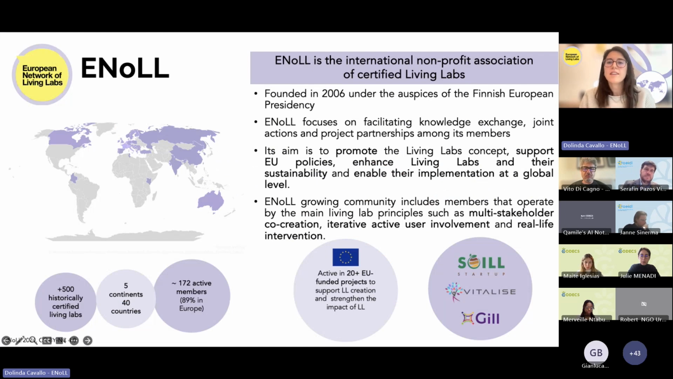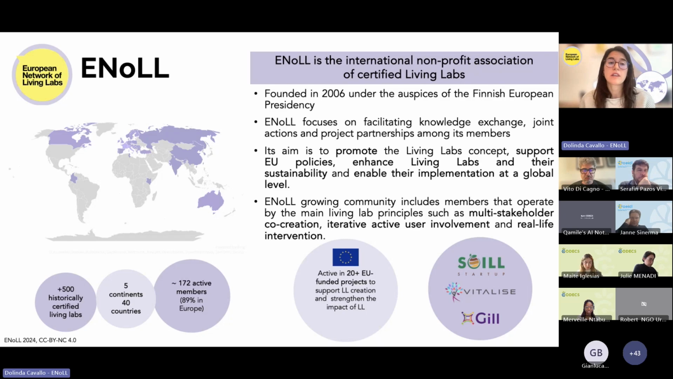So ENOL is an international non-profit association of certified living labs. It was founded in 2006 under the Finnish European presidency. And our aim is to promote the living lab concept, to support the establishment of living labs, and to ensure above all the sustainability of the living labs and their continuation in the long term.